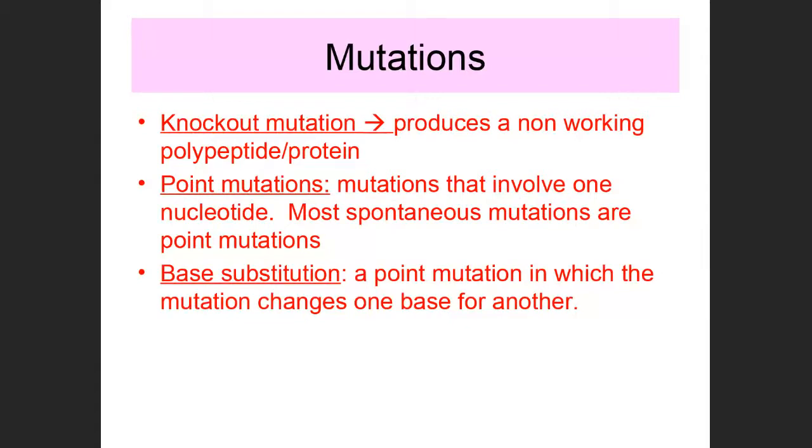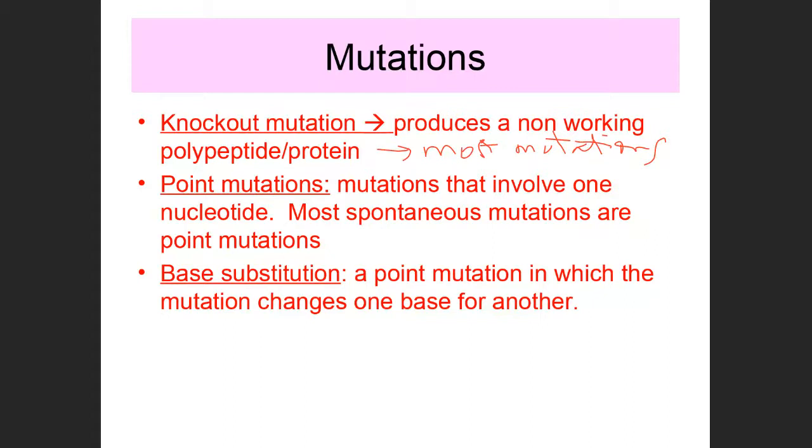Knockout mutations are mutations that give you a non-working protein. And this is what typically happens. So most mutations are going to be knockouts. Point mutations involve reversions, but do they reverse anything? No, they don't. Well, they reverse the result of the first mutation, but they do not reverse the first mutation.